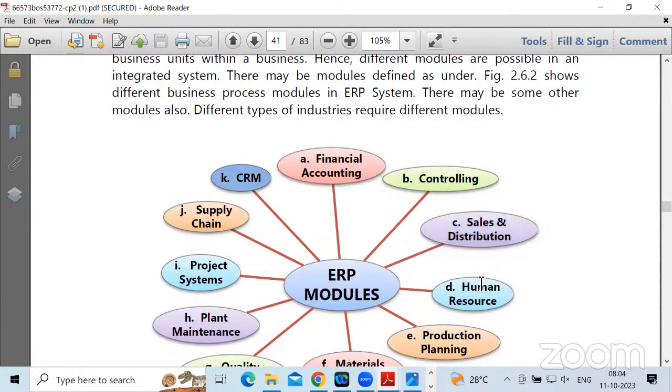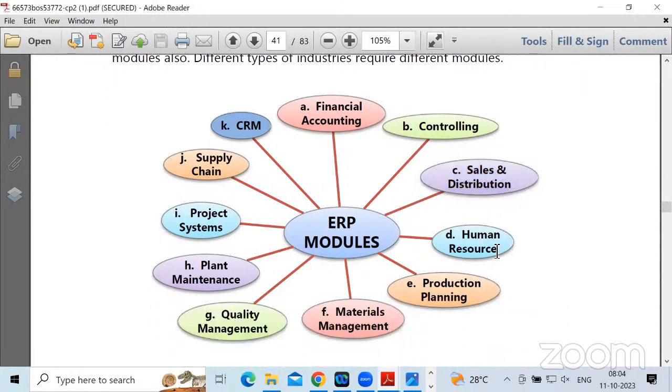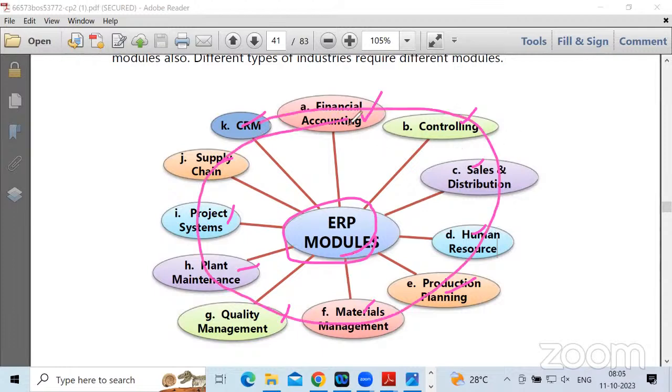Similarly, the HR department: recruitment, training, promotion, then removal, all are carried out by the HR department. Like that, every department has separate modules. In our book, they have clearly mentioned financial accounting, then controlling, sales, HR, production, materials management, quality management, plant maintenance, project management system, supply chain, and CRM. All together, these are considered to be the modules. And once they are integrated together, it is called ERP.